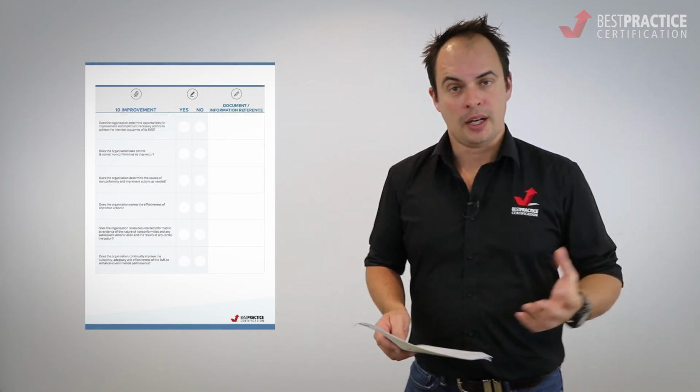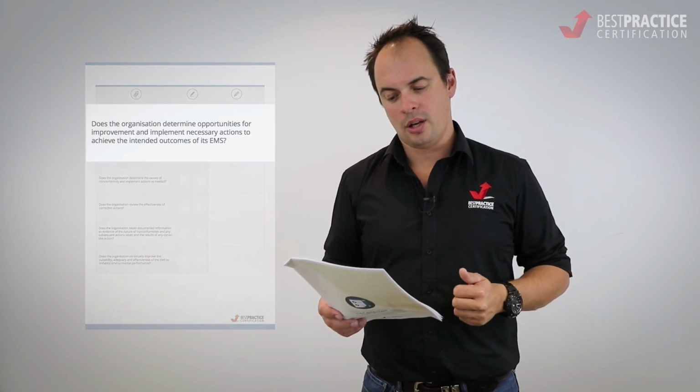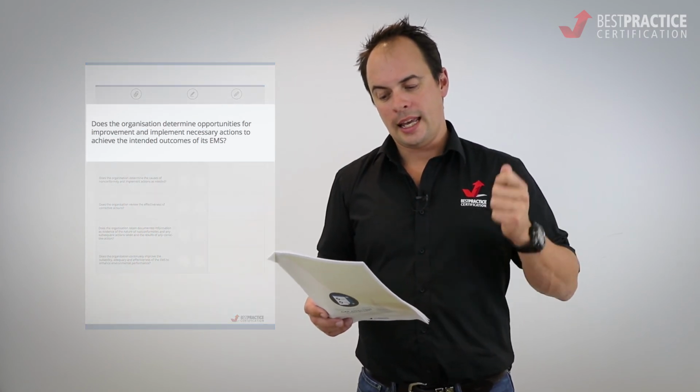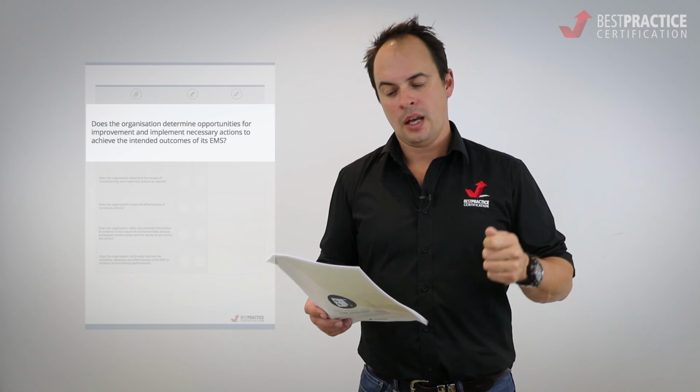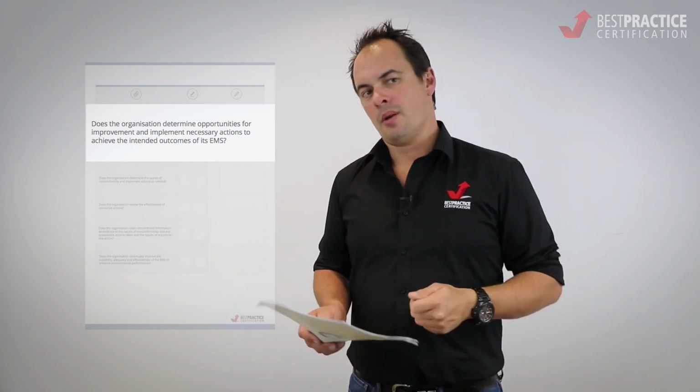Okay, now let's move into the final part of this free ISO 14001 checklist, where we're talking about section 10, improvement. Now again, a very exciting part of your environmental management system, and any system for that matter. And here at Best Practice, we have that great hashtag, keep improving every day. And this is where we're talking about, does the organisation determine opportunities for improvement and implement necessary actions to achieve the intended outcomes of its environmental management system?